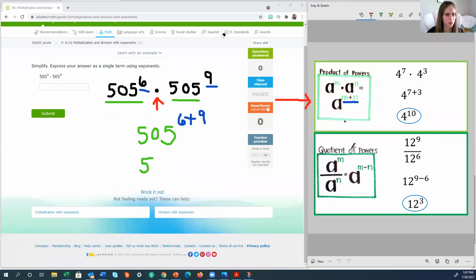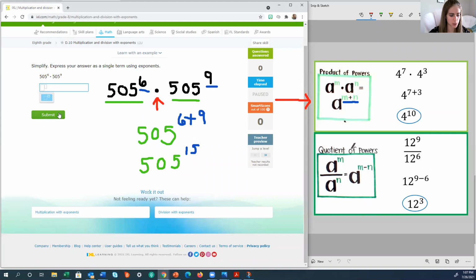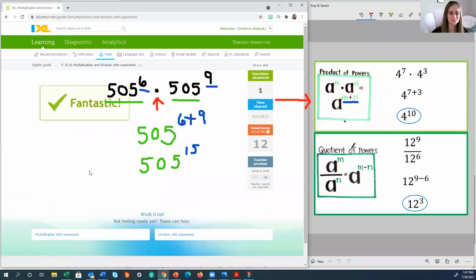Here we go, this gives you a second to think while I fix my mistake. 15. 6 plus 9 is 15. Did we follow the rules? Did we meet all of our directions? A single term? Yep. Left it with exponents? Yep. So we're good to go ahead and type our answer in. Have our exponent button here, 505 to the 15th power. Perfect.